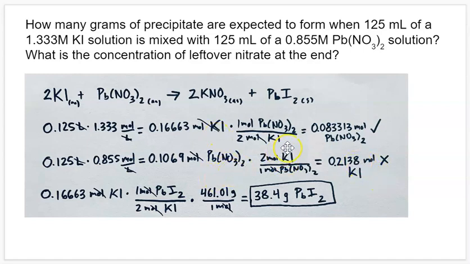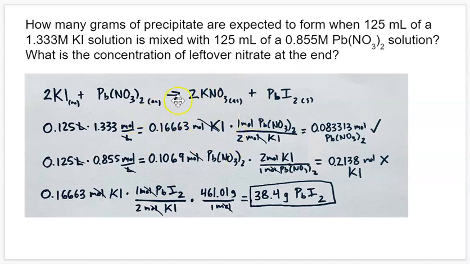Multiply that by 2 moles of KI over 1 mole of lead-2 nitrate. And that tells us that we would need 0.2138 moles of KI to react with all of the lead-2 nitrate, which we can see here is more than we have. So that's why I put a check mark here and an X next to this, because we're not going to be using this value, but this value is correct in terms of the amount of lead-2 nitrate actually being used.